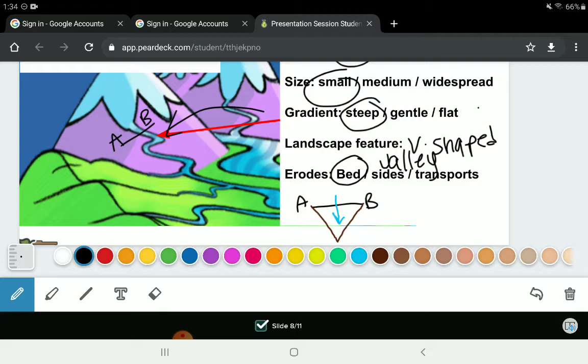So remember, a V-shaped valley is going to have that nice V shape. Make sure you write out the word completely, because if you just say a landscape has a V, you're not going to remember that when it comes time for the regions.